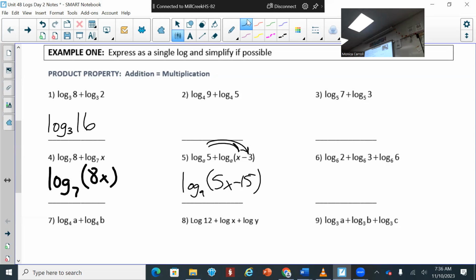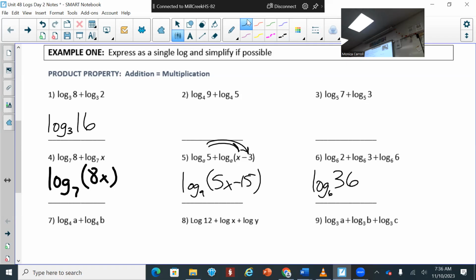Okay, what if there's 3 of them? It's fine, we're still multiplying. Base 6 of what? What have we done with all of them so far? Multiply. There's 3 numbers, but it's still multiplication. It's all addition through there, so we're still using the product property. What's 2 times 3 times 6? There we go.